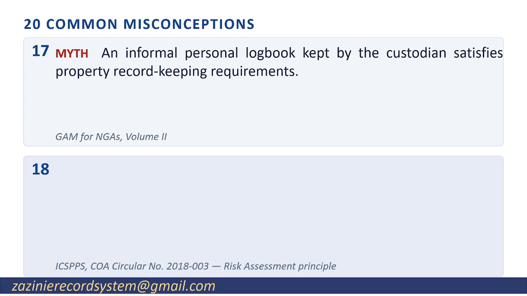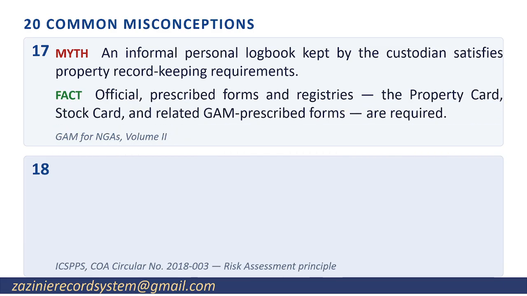20 common misconceptions. Number 17. Myth: An informal personal logbook kept by the custodian satisfies property record-keeping requirements. Fact: Official, prescribed forms and registries, the property card, stock card, and related GAM prescribed forms, are required.